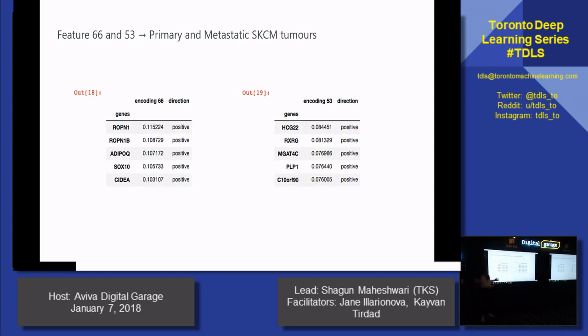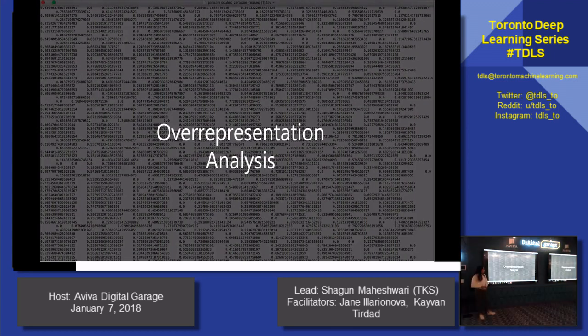So it was also able to identify the features that separated primary and metastatic skin cutaneous melanoma tumors. So as you can see in feature 66, it identified which genes contributed to the metastatic skin cutaneous melanoma tumors and which genes contributed to the primary skin cutaneous melanoma tumors.